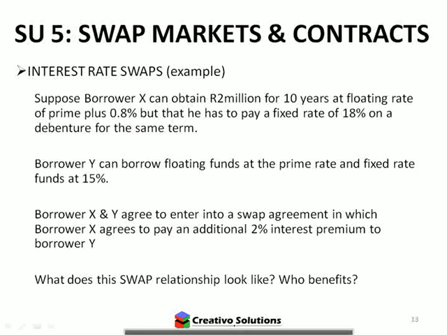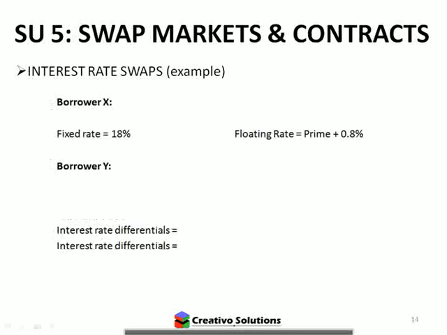X is obviously going floating, and Y is going fixed. X agrees to pay additional, so borrower X will be paying 17% to borrower Y. Borrower X fixed. Borrower X would be borrowing at prime plus 0.8, and swapping with Y at 15%. Good, so that's what you've identified, great.